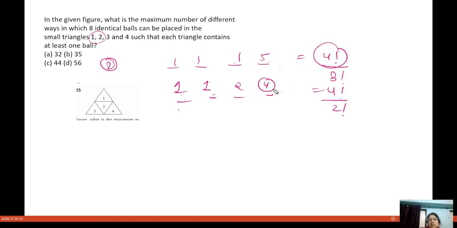Let us put one ball here, one ball here. Okay, and the next we are having this 3 and 3 ball. So now this is also it. Now factorial 4 divided by factorial 2 into factorial 2 ways.